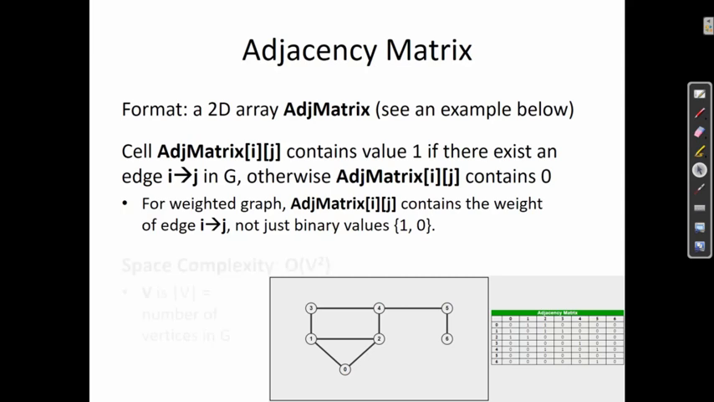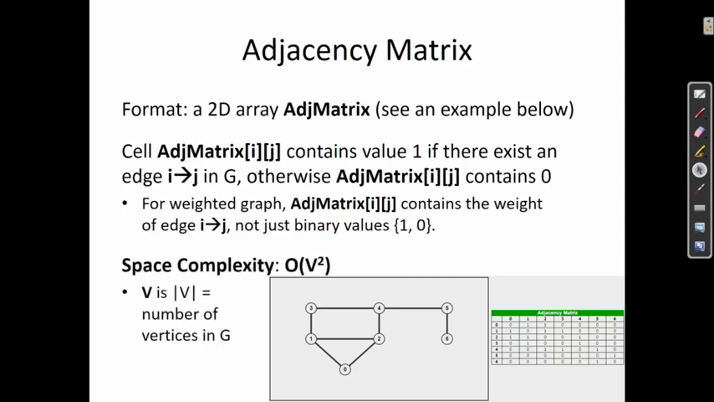Next, let me introduce space complexity. It's very useful. Space complexity is basically the amount of space that you need to use to store this data structure. So for adjacency matrix, obviously it's V by V, right? So the amount of space you need is big O V squared, where V is the number of vertices.